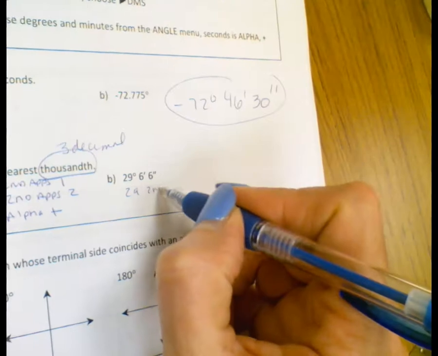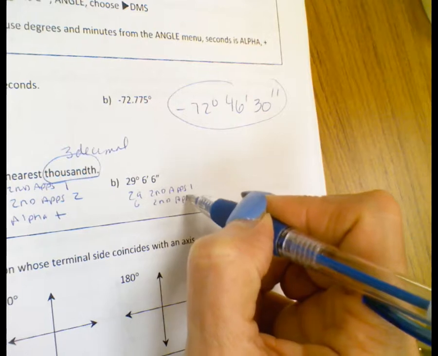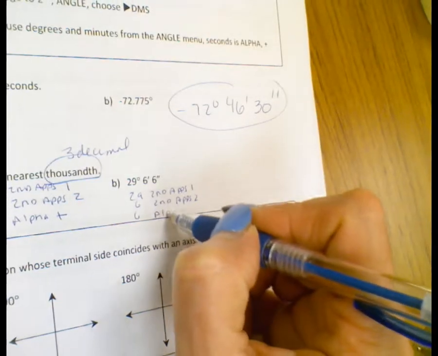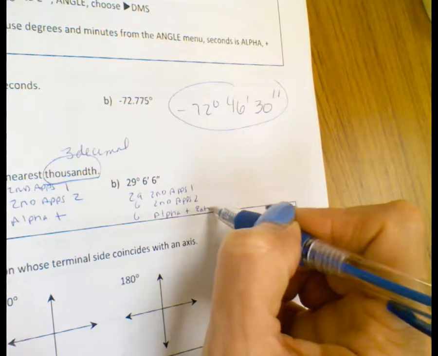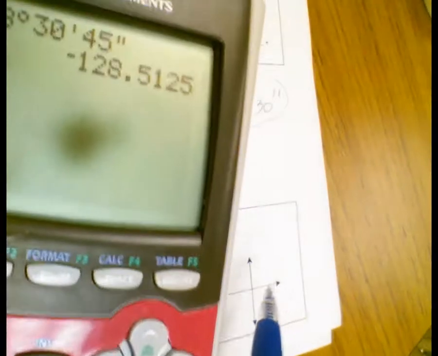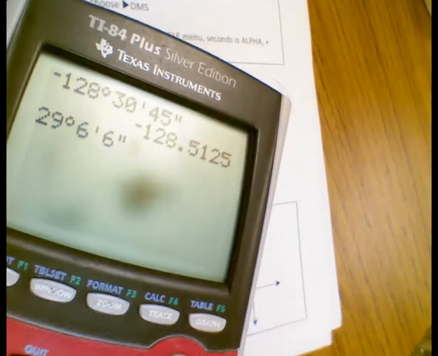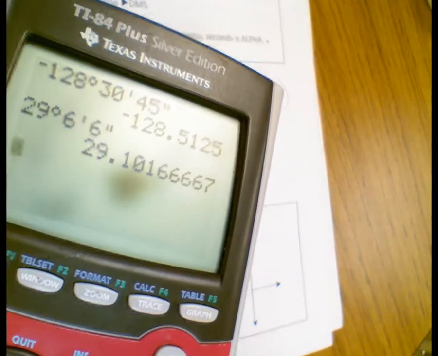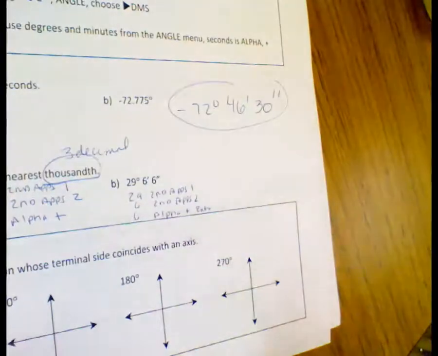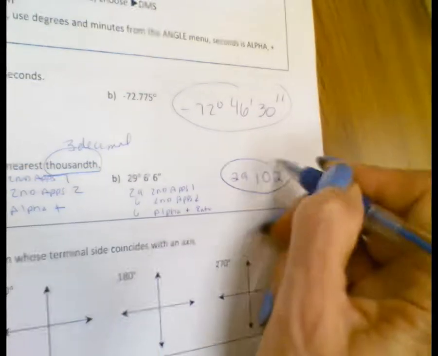So let's try the next one. 29, second apse 1, 6, second apse 2, 6 alpha plus enter. That's what we're typing in. So it's 29, second apse 1, 6, second apse 2, 6 alpha plus equals 29.10, let's see, 0.107. So 29.10, sorry, 2, because the 6 rounds the 1 to a 2.